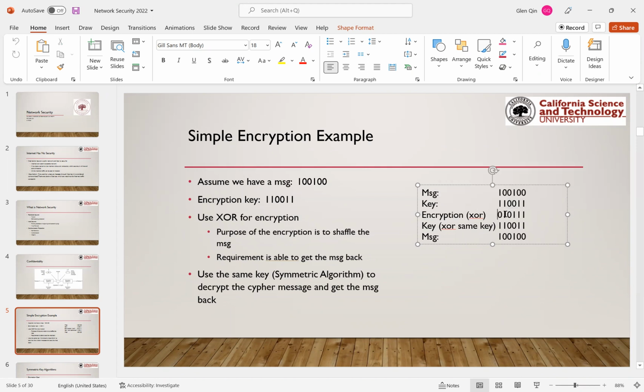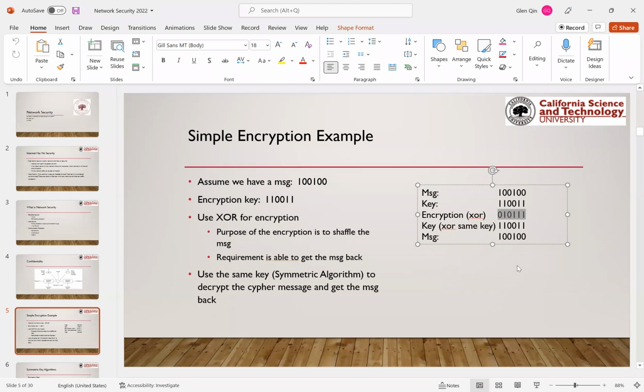This is a very simple algorithm. How do we do the encryption? We do the XOR. XOR means whenever there are 2 digits, if they are the same it gives 0, if the difference is 1. So 1, 1 gives 0. 0, 1 is different, 1. 0, 0 is 0. 1, 0 is 1. 0, 1 is 1. 0, 1 is 1. So this will be your encrypted message.